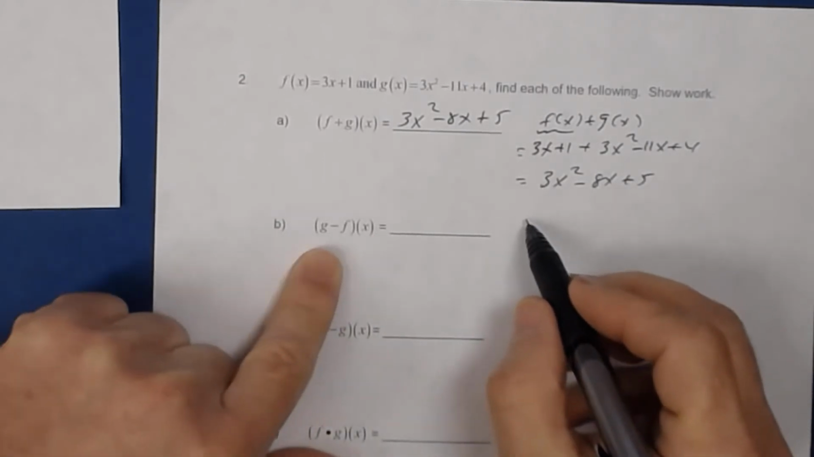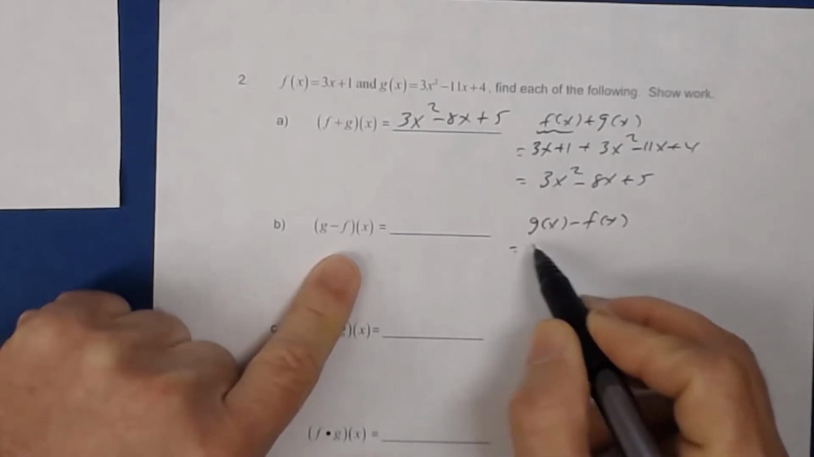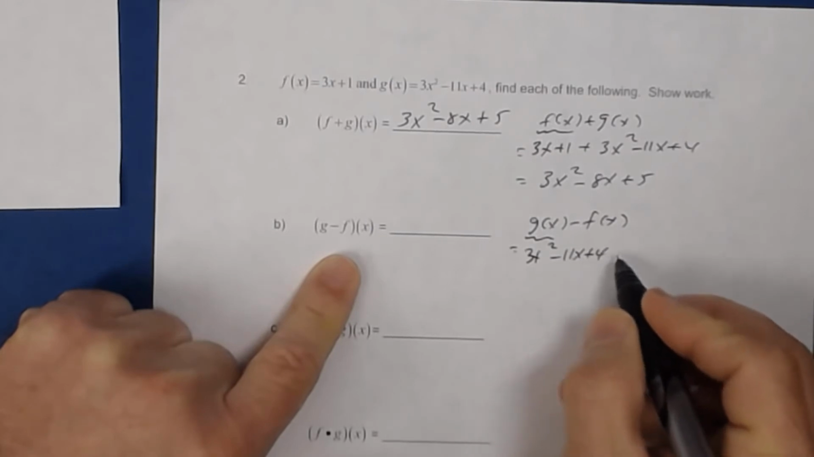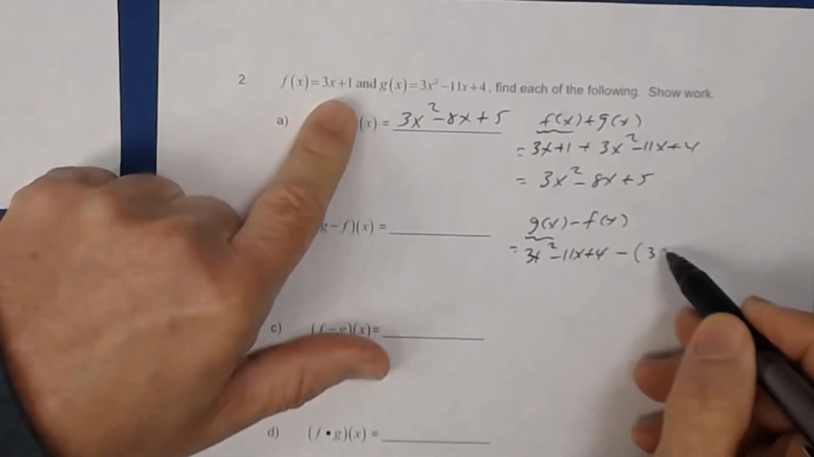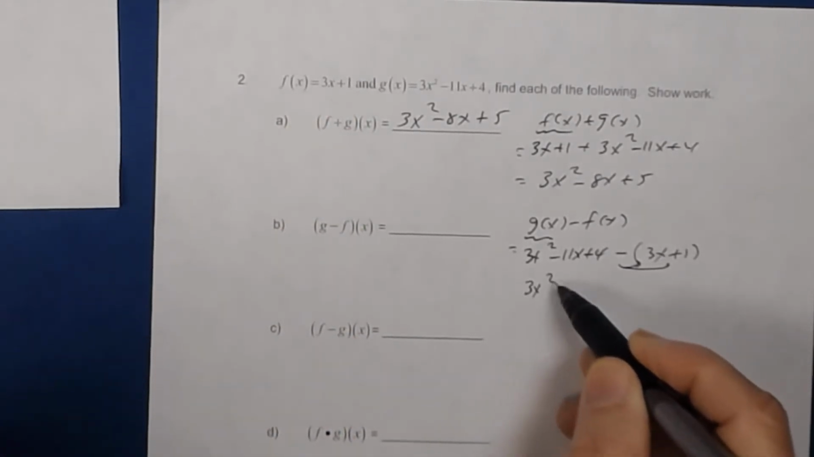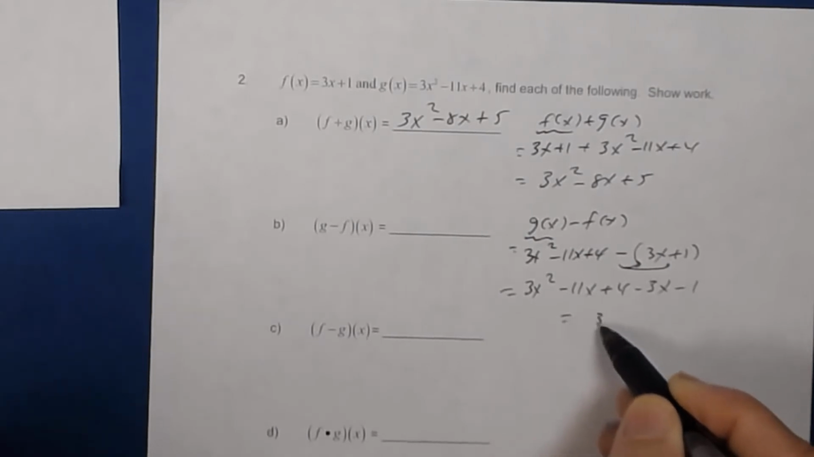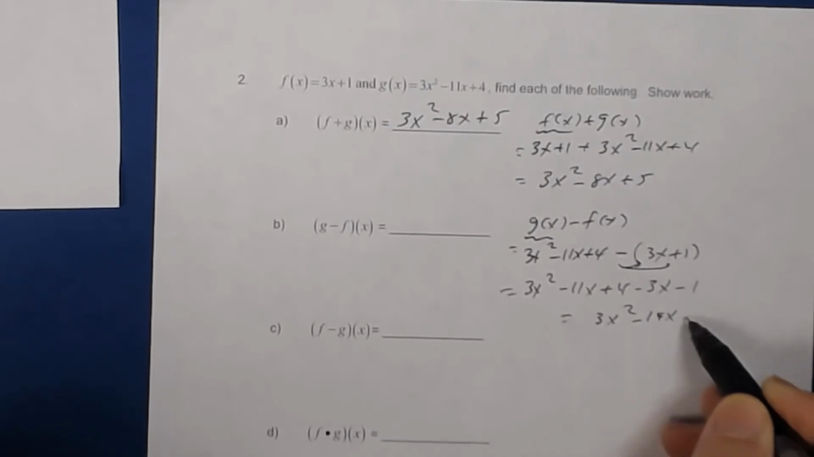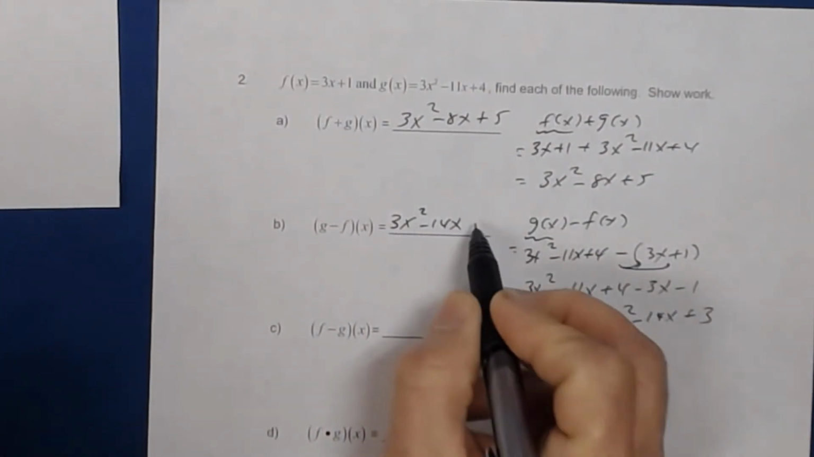In this one, by definition, remember that it's subtraction, so the order matters. So g of x minus f of x. By definition, that's what that notation equals. g of x is this quadratic, so 3x squared minus 11x plus 4 minus f of x. Remember with subtraction, you have to put that in parentheses because you're subtracting all of these terms, 3x plus 1. Then get rid of the parentheses and distribute the negative. I get 3x squared minus 11x plus 4 minus 3x minus 1. So you get 3x squared. A negative 11x and a negative 3x is negative 14x. And then 4 and a negative 1 is a positive 3. So there's your new function: 3x squared minus 14x plus 3.